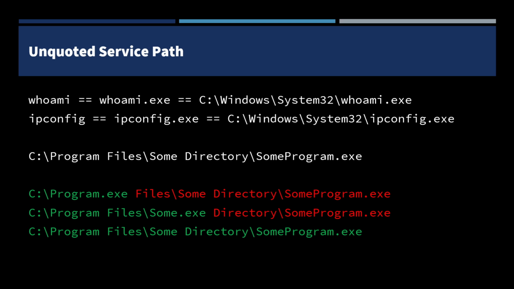What makes this exploitable as a privilege escalation is Windows tries executing these in this order until it finds one that works. So if you have permission to create Program.exe or Some.exe, you can create your own executable which will run when the service starts.